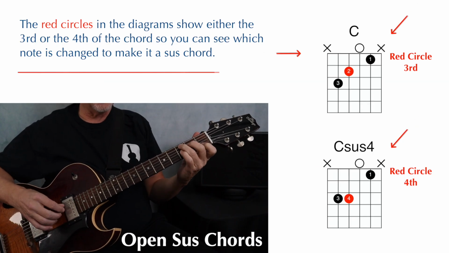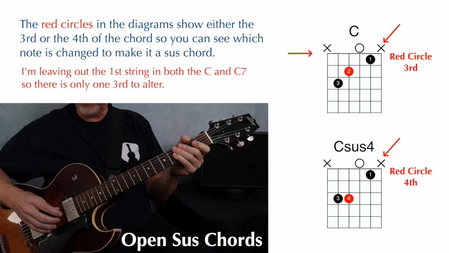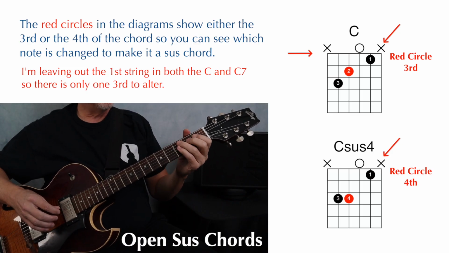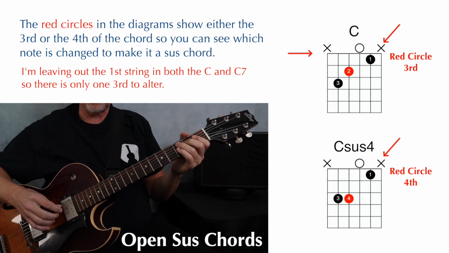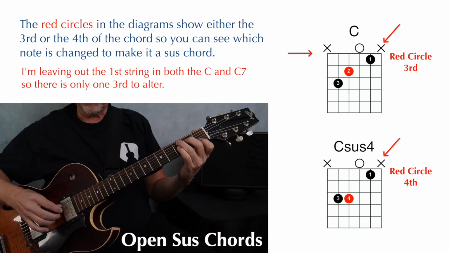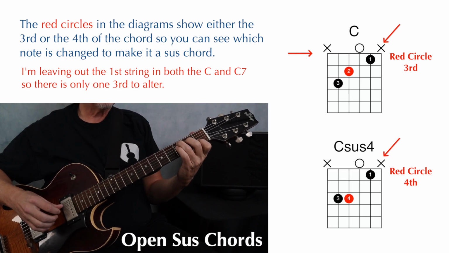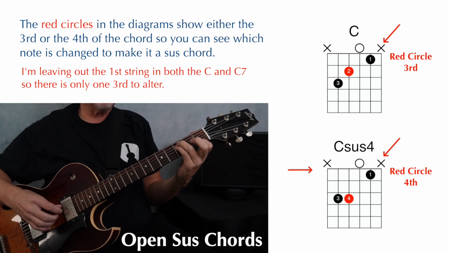For the C chord, I am not going to play the open E string. That would give us a third in the chord. We already have a third being played right here on the fourth string. I only want to raise one third, so we're just not going to play that first string. And then a C sus 4, just raise that third by one fret.